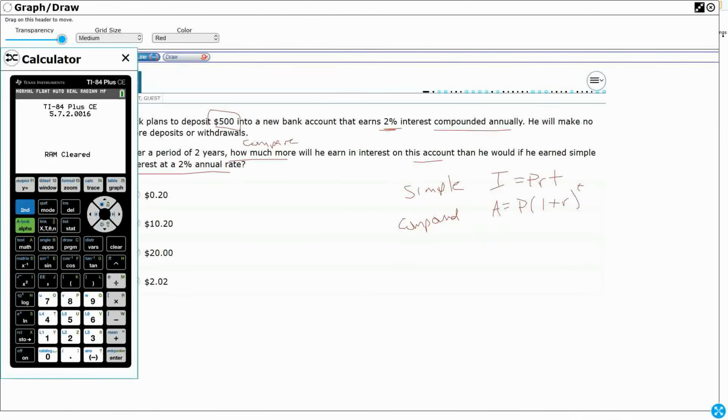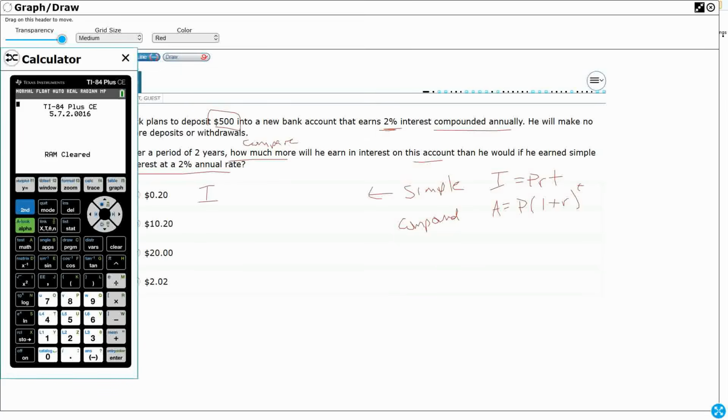All right, so when we're looking at the simple, let's do this first. Interest equals principal, PRT, principal times rate times time. What's my principal? 500 bucks. What's my rate? 2%. I need to make that a decimal. 0.02. 2% equals 2 per 100, so 200ths. And then what is my time? 2 years. All right, so let's figure that out. Let's do 500 times 0.02 times 2. All right, $20 in interest.